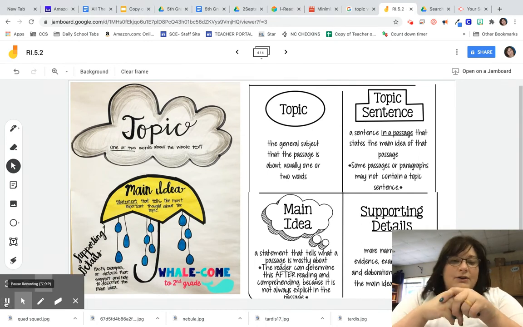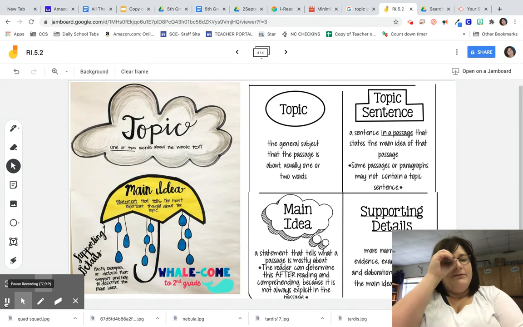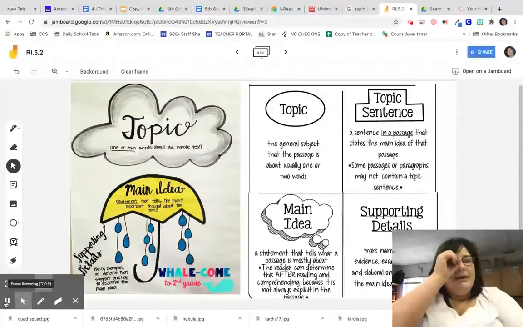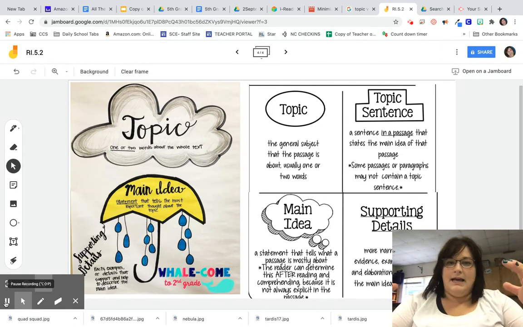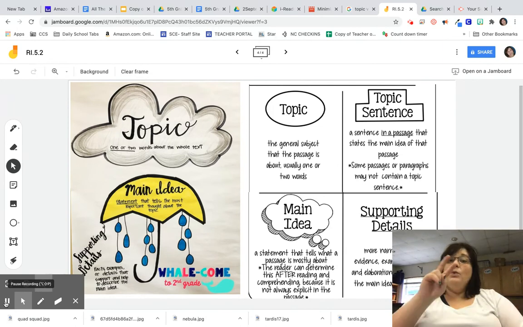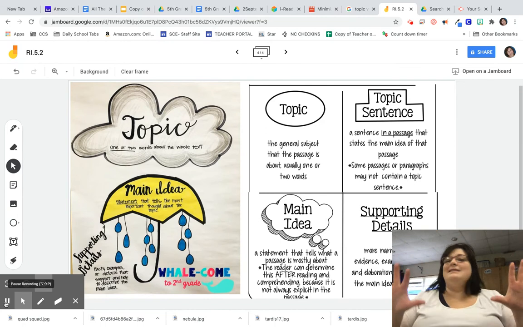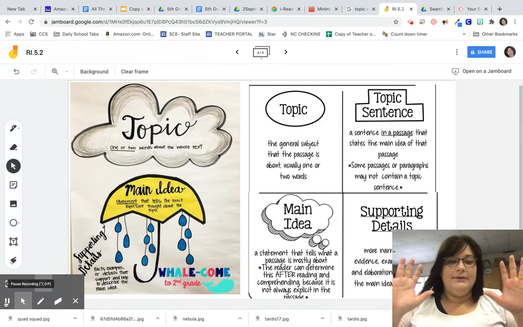Now, if you look at the anchor chart, you see a cloud up at the top, and it is labeled topic. And it's defined there, and it says one or two words about the whole text. Now, the reason that I have you do the telescope for the topic, it means that it's really small, really concise, okay? It means that all you're going to do is do one or two words about the subject of the text, okay? And it's one or two words that cover the whole text. So you're not going to have a lot of detail there.